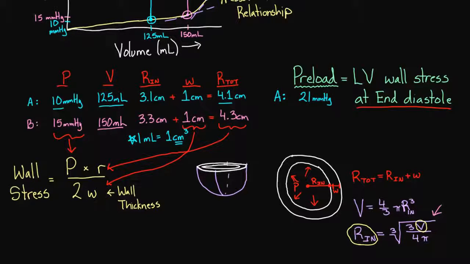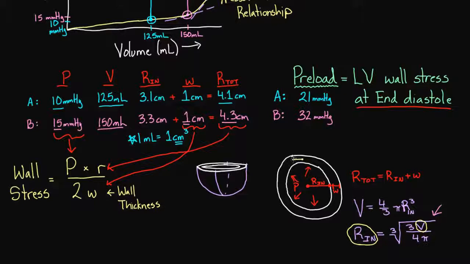And in situation B, we've got 15 times 4.3, again divided by 2 times 1. That math works out to 32. I'm rounding off. So 32 millimeters of mercury. And so you can actually see that going from situation A to situation B. And let me draw on my donut here what the wall stress is.